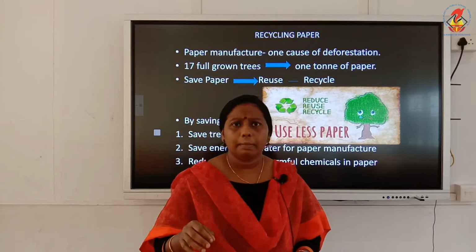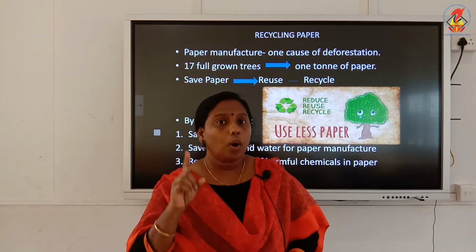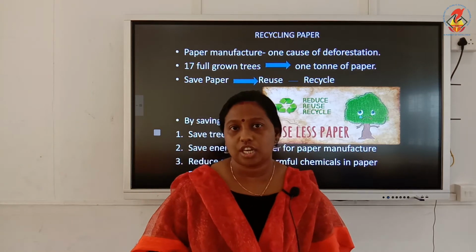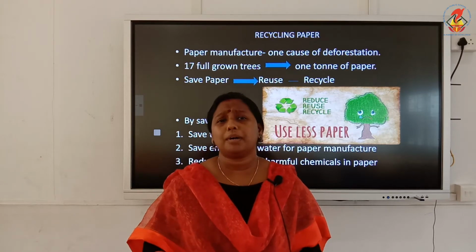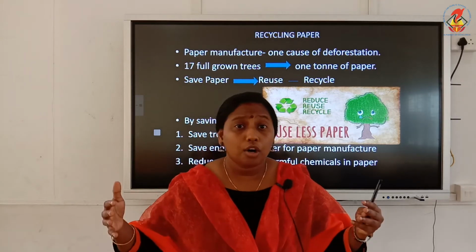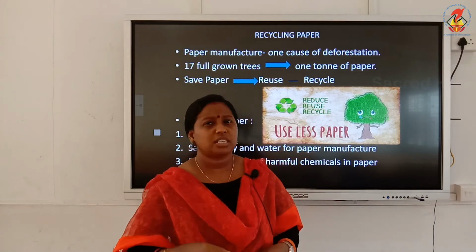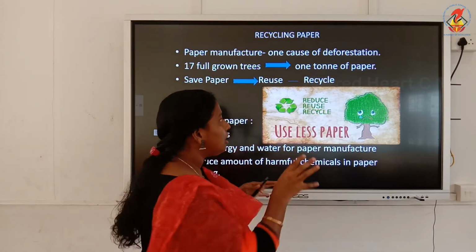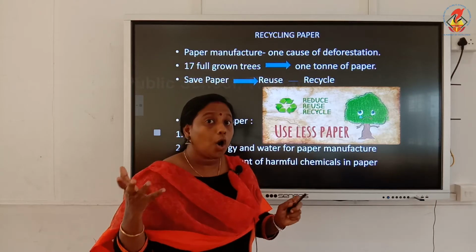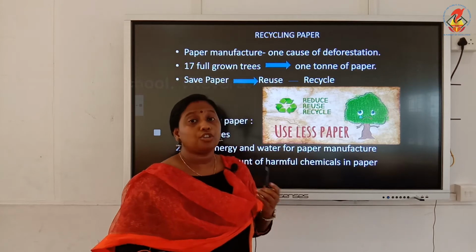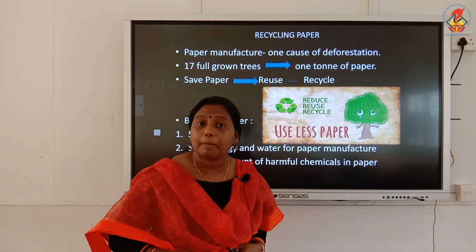Now remember we studied about deforestation. One of the major causes of deforestation is paper manufacture. For manufacturing paper, we are destroying a huge area of our forest. Just see an estimate, somewhere around 17 full grown trees are required to prepare 1 ton of paper. So just think how many trees will be cut off in order to produce large amount of paper.